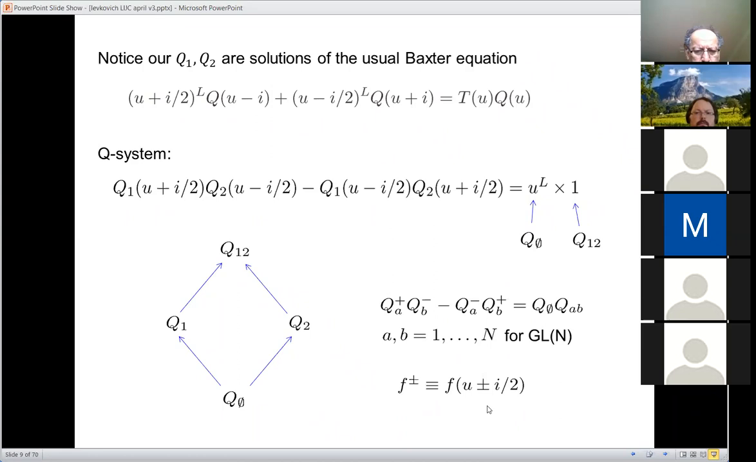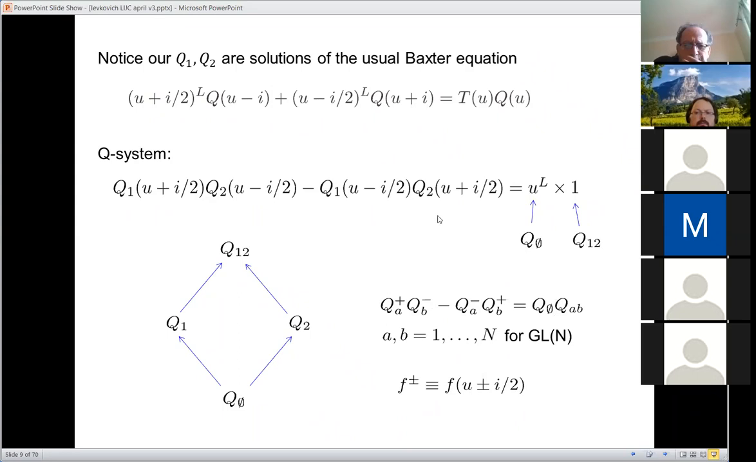So one may wonder why I decided to separate this, why I decided to introduce two more new functions. But the answer, of course, is that this is the way to generalize the construction to any spin chain. So for example, for GL(N), we again will have such relations where the indices run not just from 1 to 2, but from 1 to N.